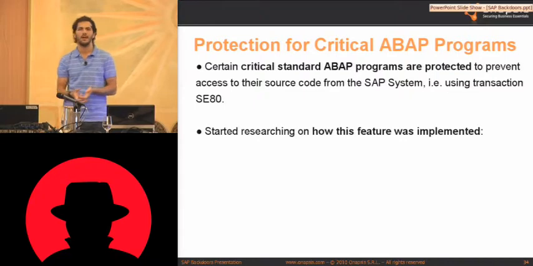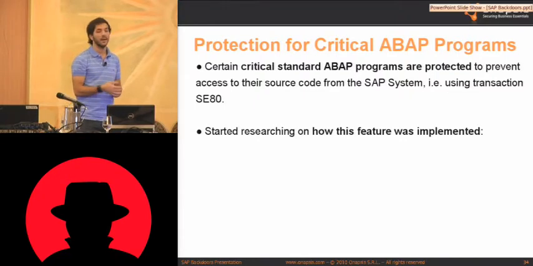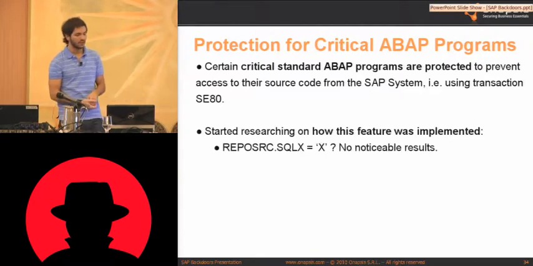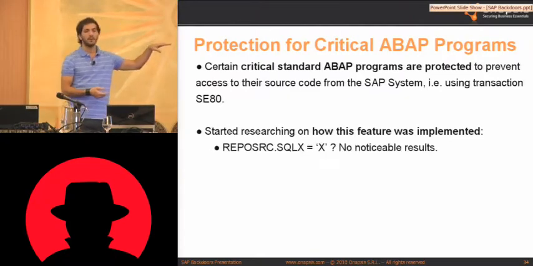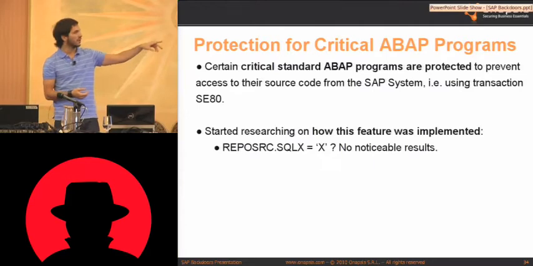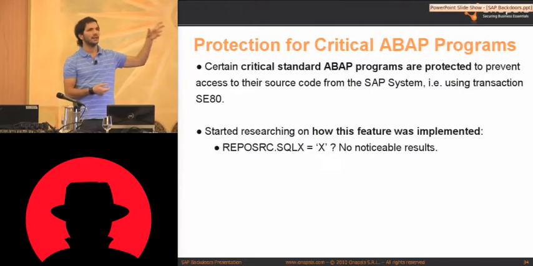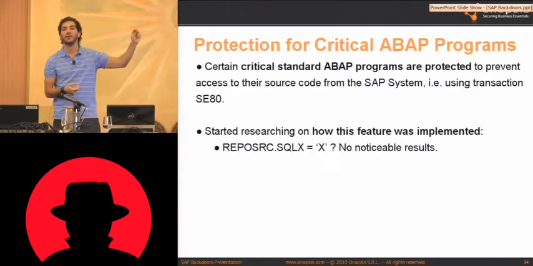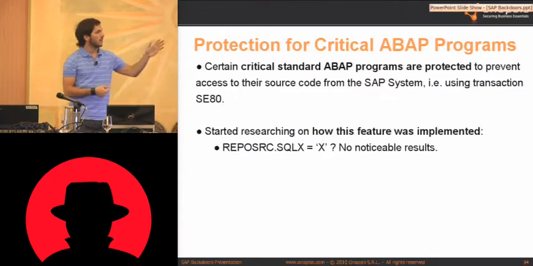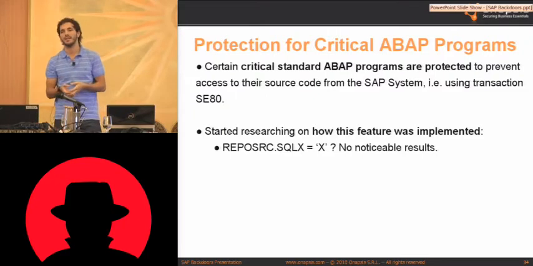I was kind of trying to figure out how this was implemented in the system. The first thing that I saw was that this report table, where the source code is stored, contained a field, SQLX, that was described as source code protection. So I removed the X for many reports, but I still couldn't access them.